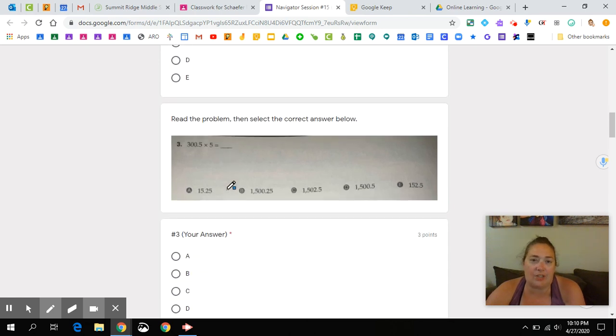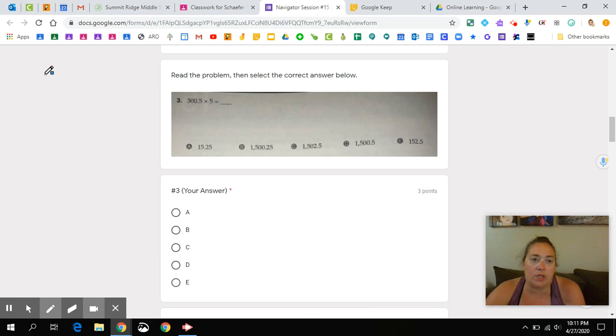Number 3, though, we can't use that, right? There's no power of 10 going on in here. There's no 10, 100, or 1,000. So now we're stuck and we actually have to set up a multiplication problem. So remember to put the one with the larger number of digits on the top. So I'm going to put 300.5 on top, and I'm going to multiply by 5.